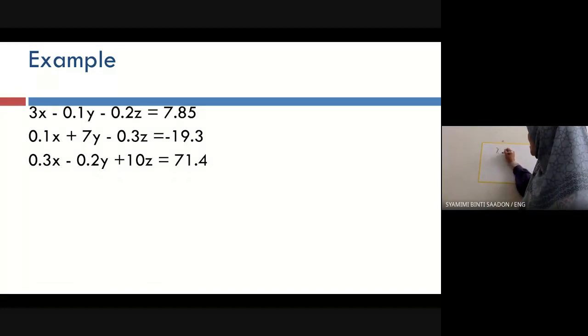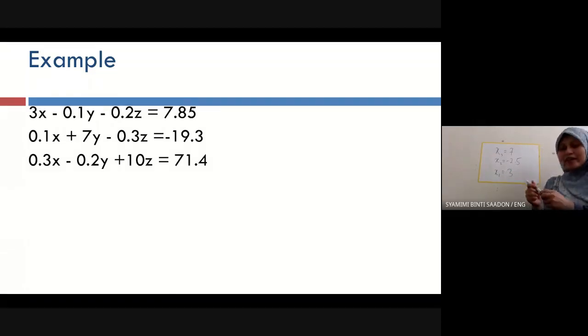So just now you solved x3 around 7, x2 around minus 2.5, and x1 is 3. This is by using Gauss elimination.